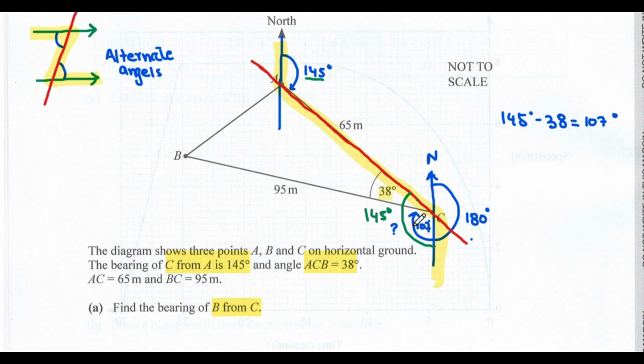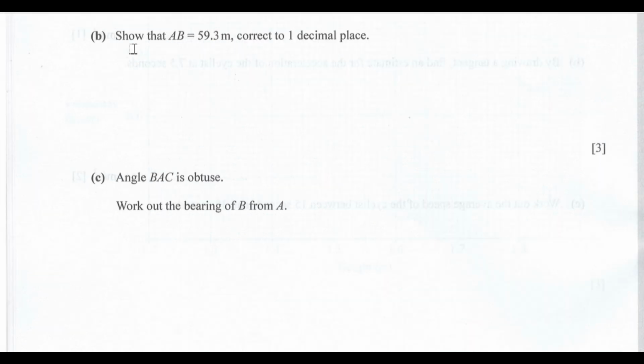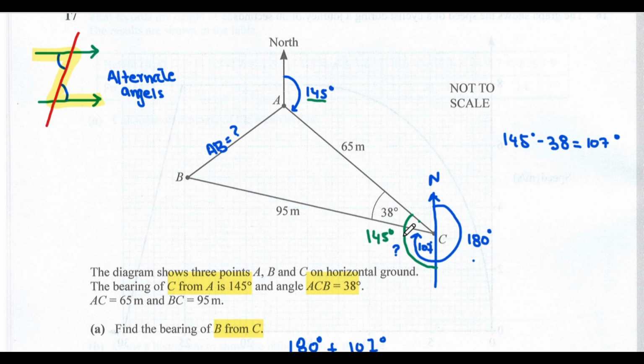That means 180 plus 107. So 180 plus 107 would give you the bearing, which is 287 degrees. Part B says show that AB is 59.3 meters, correct to one decimal place. So AB is this line. We have to find this line.